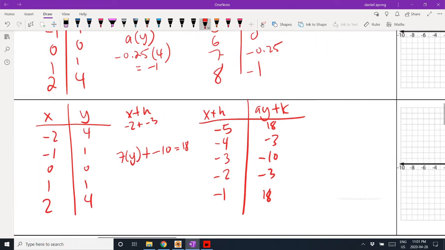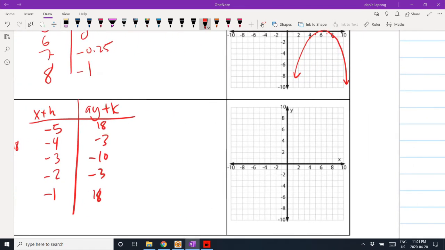Let's try it out. Okay, does it even fit on here? I don't think it does. So we have -5 and 18, or sorry, 18 is not here. So we'll just start with the next one. When x is equal to -4, y is equal to -3. So -4 and -3. When x is equal to -3, y is equal to -10.